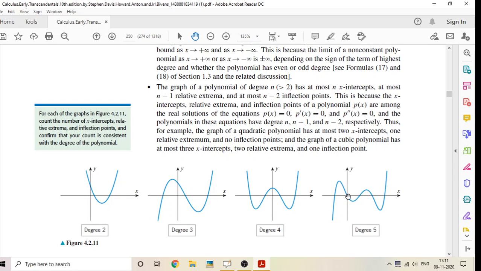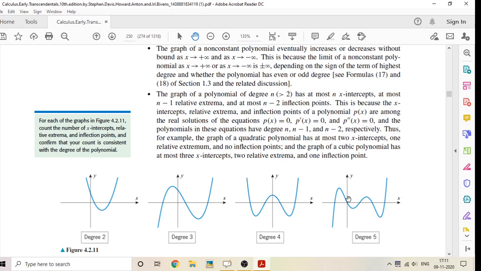So there are 1, 2, 3, 4, 5 intercepts, and there are 4 relative extrema, and the inflection points are 1, then here you have 2, 3. So the concavity is changing at 3 points. So that is a typical degree 5 curve with a maximum.